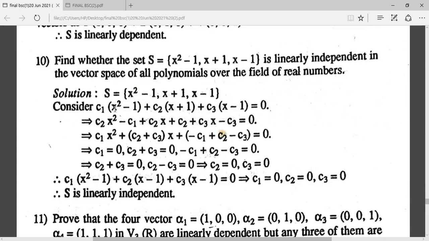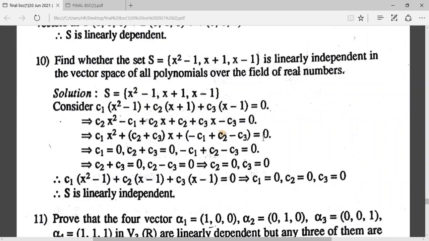So now, C1 x square minus C1, C2 x plus C2, multiplying this, C3 x minus C3 equals 0. Group the terms containing x square. We have only one term, that is C1 x square. So it will be C1 x square, not C2 x square. It is C1 x square plus, how many terms containing x are there? 2 terms containing x. Group the terms, C2 plus C3 into x, plus the terms independent of x is minus C1 plus C2 minus C3.